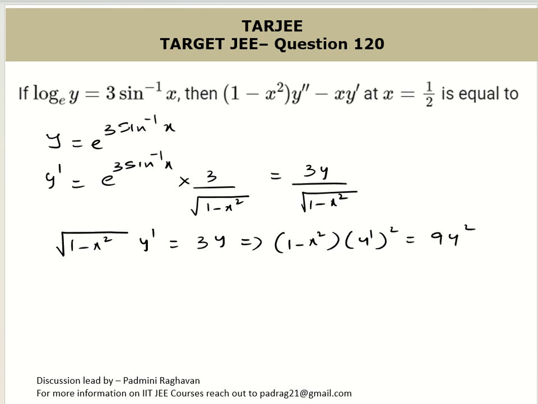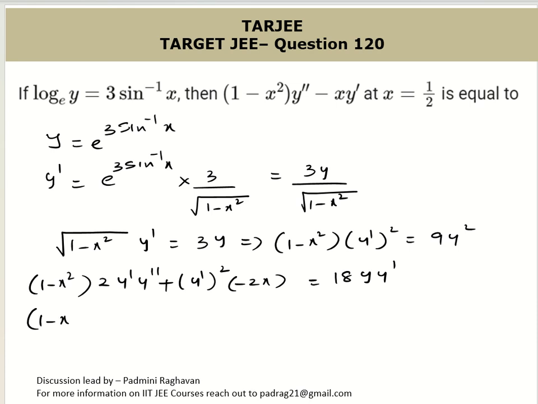Now you differentiate. Keep 1 minus x square as it is. Differentiate y dash square. That will give you 2y dashed into y double dashed. Plus, next time you keep y dash square as it is and differentiate 1 minus x square. So you get a minus 2x is equal to 18y dashed. You can see a 2y dash common everywhere, so cancel a 2y dashed everywhere.